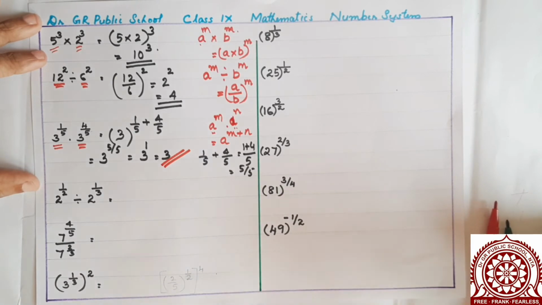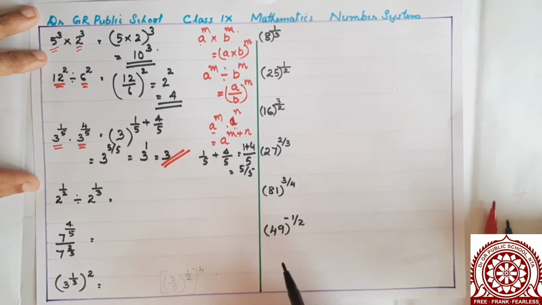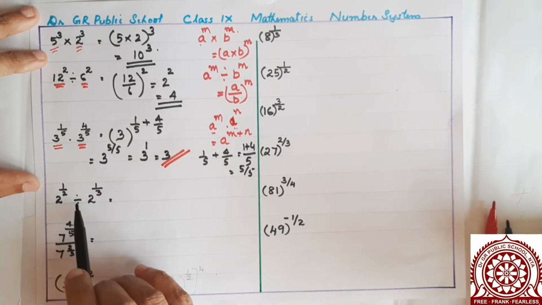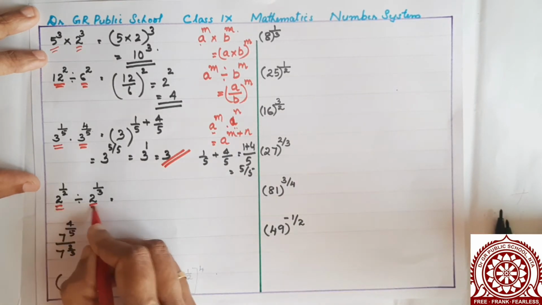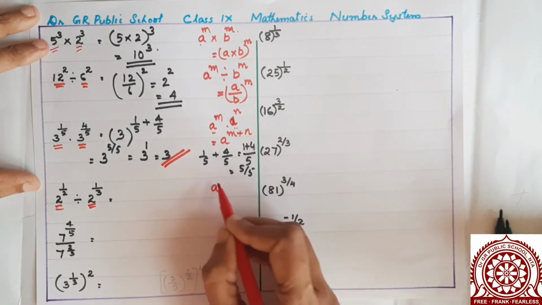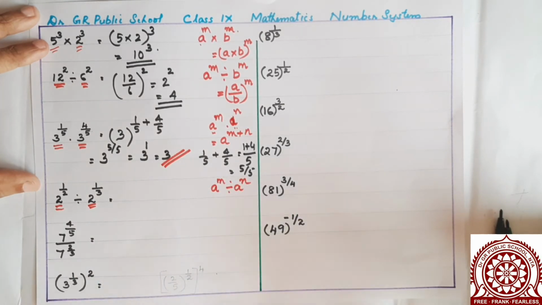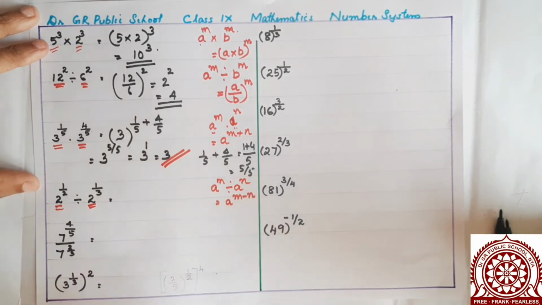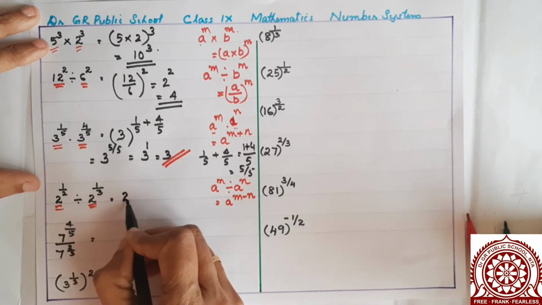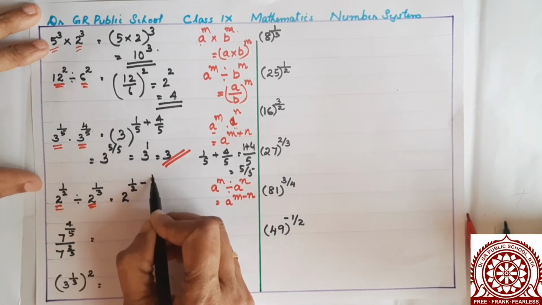Now consider next question. 2 raised to 1 by 2 divided by 2 raised to 1 by 3. Bases are same, isn't it? So A raised to M divided by A raised to N. Okay, what is it? A raised to M minus N. So here what we can write? 2 raised to M minus N, that is 1 by 2 minus 1 by 3.